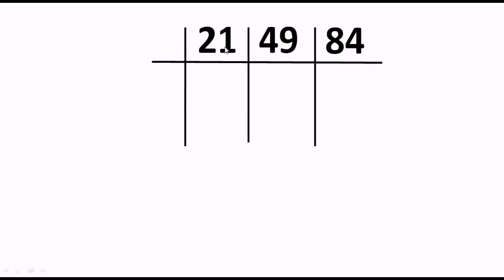If you observe the question again, 21: 2 plus 1 is 3. 49: 9 plus 4 is 13, and here you cannot divide it by 3, right? 8 plus 4 is 12, here we can divide it by 3, right? Now what to do? Two numbers are divisible by 3, but not the middle one. The middle one is 49, and 49 is present in the table of 7. Now let's check whether the other numbers are divisible by 7 or not.